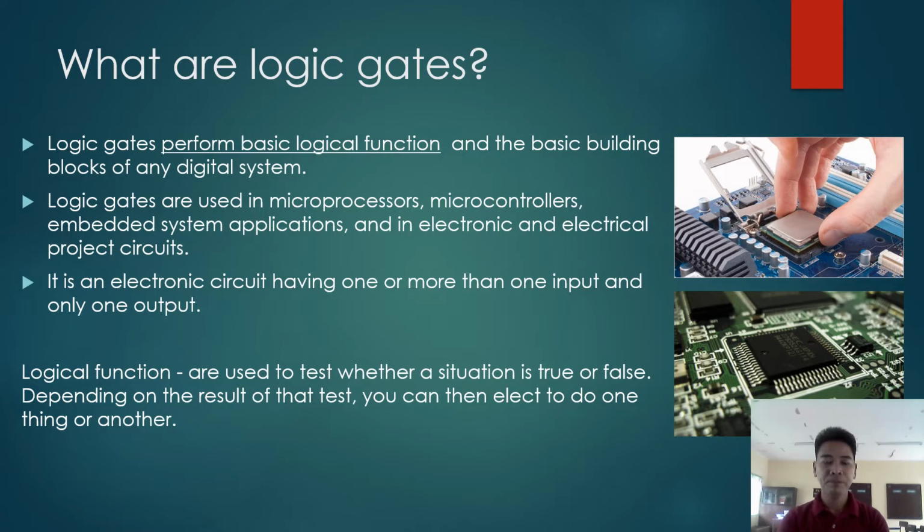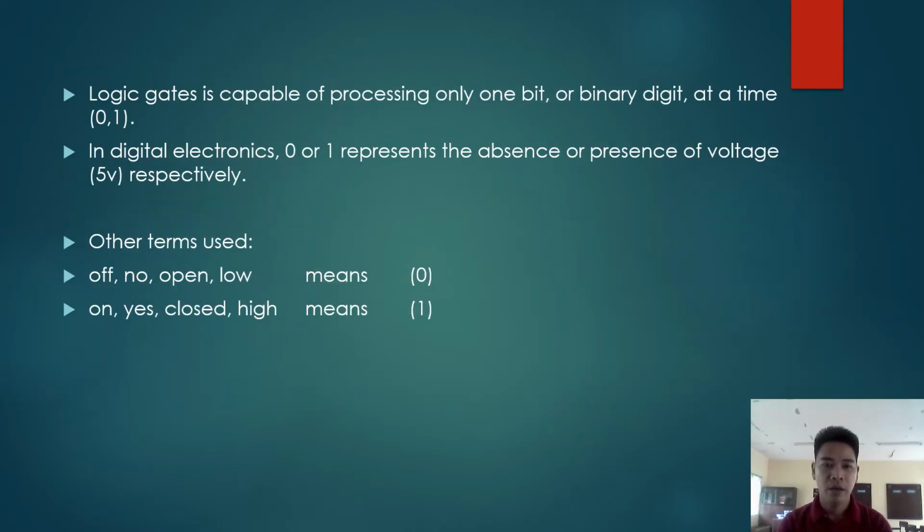A logic gate is an electronic circuit having one or more than one input and only one output. Let us explain on the next slide. A logic gate is capable of processing only one bit, or binary digit, at a time, 1 or 0.